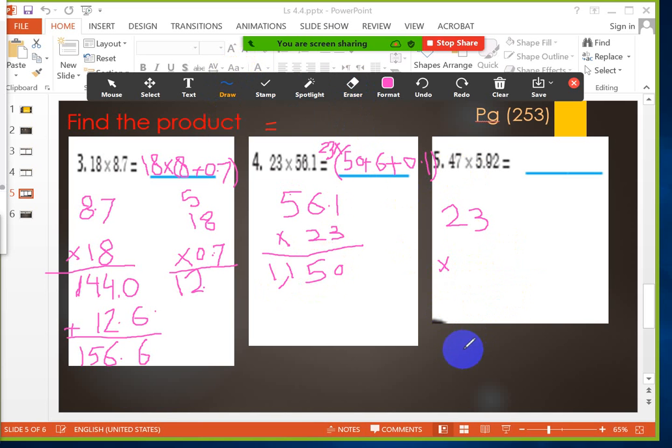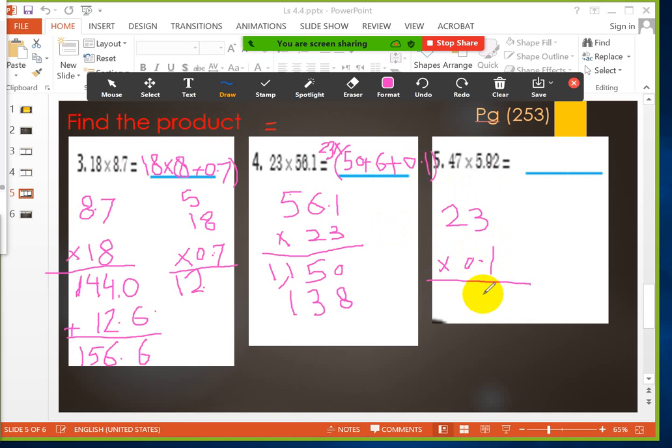Now what about the second answer? I want to multiply 23 with 6. 6 multiply 3 equals 18, so I will put 8 here and 1 above the tens. 6 multiply 2 equals 12 plus 1 equals 13. So the second answer is 138. Okay? The last one I want to multiply 23 with what? With 0.1. Very easy, I think.